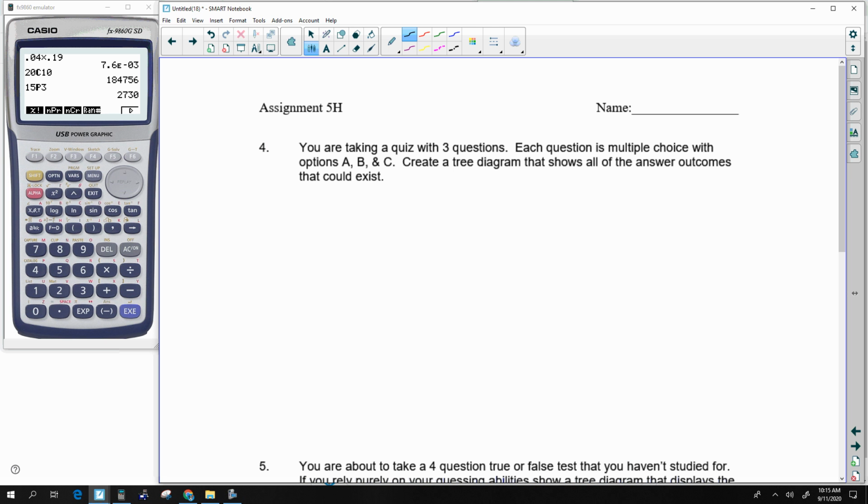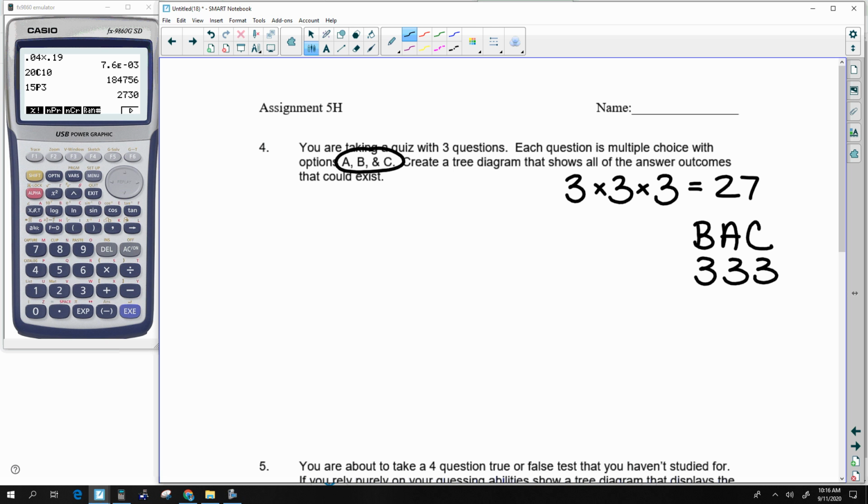So if I'm taking 3 questions, each question has an A, B, and C outcome. So there's 3 potential outcomes with question 1, 3 potential outcomes with question 2, 3 potential outcomes with question 3, making a total of 27 different answer keys that could be potentially correct. So again, a correct answer could be B, A, C, or something like that. So again, there's 3 options, 3 options, 3 options, making 27 grand total options in this particular problem.